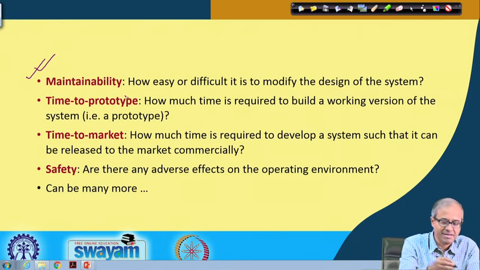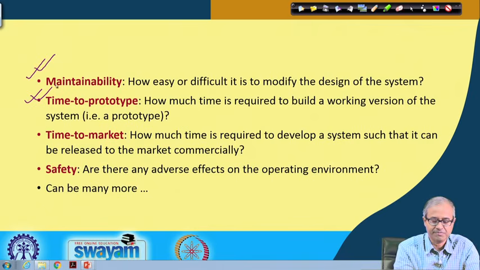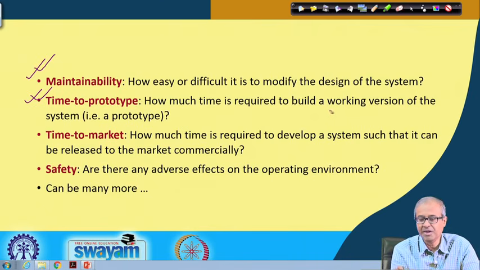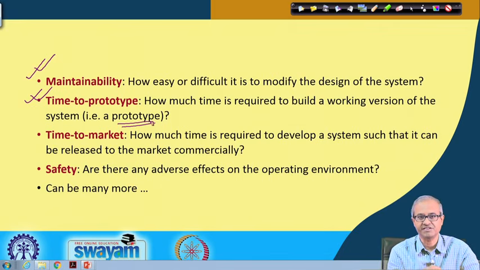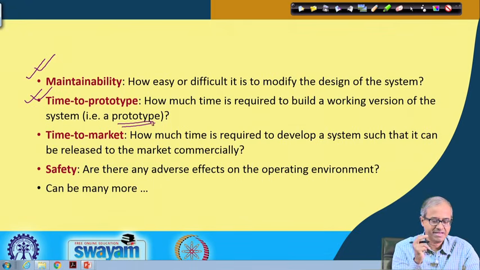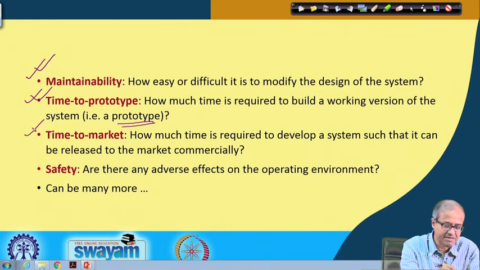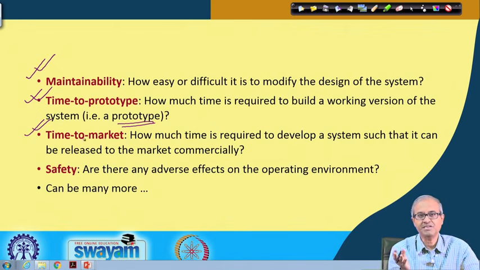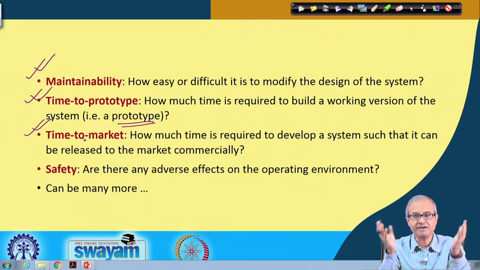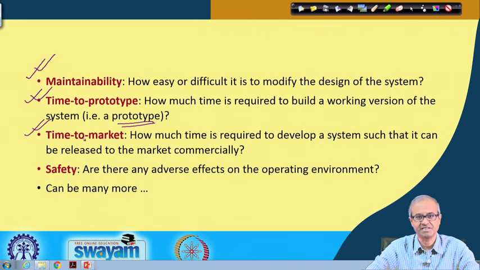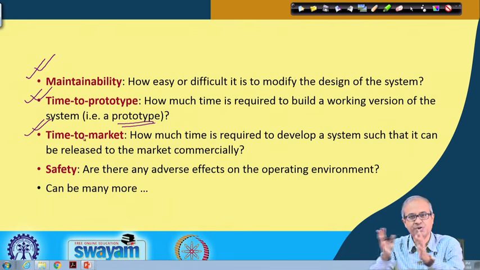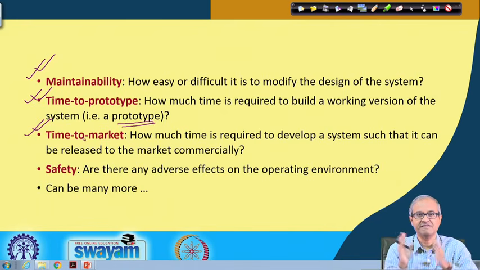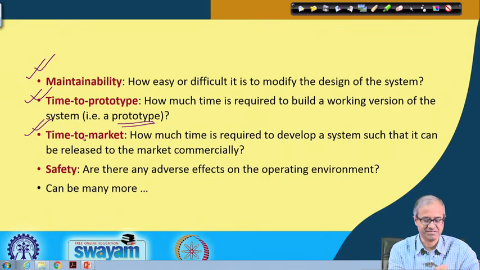Then time to prototype. How much time is required to build the first working version of the system? That is called a prototype. How much time is required to have the first version ready so that you can test? And after the prototyping is done, time to market. How much time is required to build a finished product which can be sold in the market? Prototyping and finished products are two entirely different things. Finished products have to have durability, finishing, quality, everything in place, right.